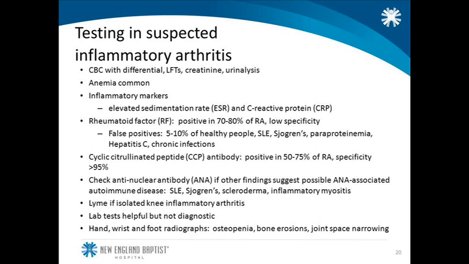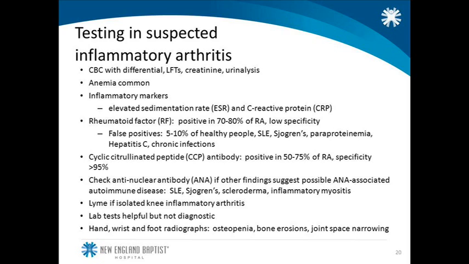A rheumatoid factor is positive in 70 to 80% of patients with rheumatoid arthritis, but it has a very low specificity. Up to 10% of healthy people can have a positive rheumatoid factor. Other connective tissue diseases, such as lupus and Sjogren's syndrome, can also develop a positive rheumatoid factor, and false positives can be seen in paraproteinemias, hepatitis C, and other chronic infections.